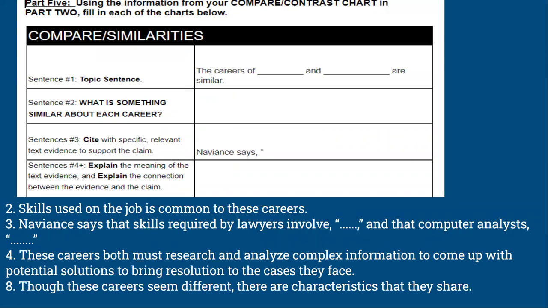Though these careers seem different, there are core characteristics that they share. Your summary sentence is just restating that topic sentence. That closing sentence, the summary sentence, is restating what you did in your topic sentence.